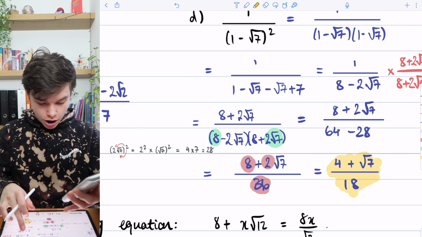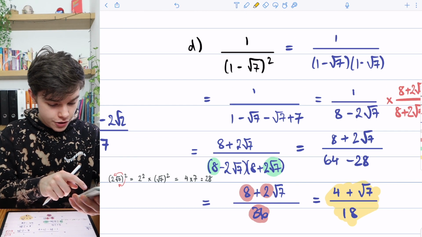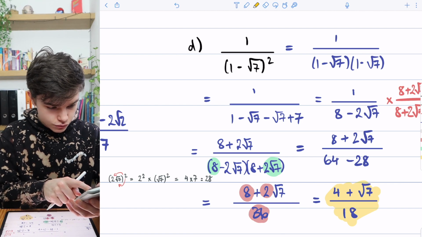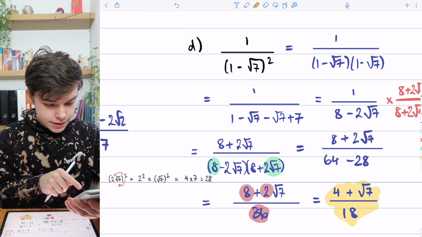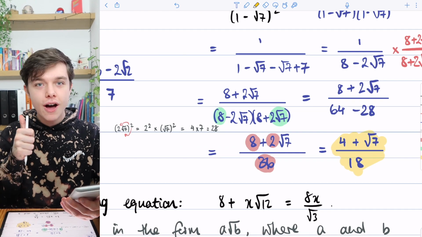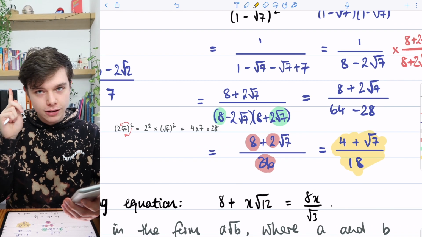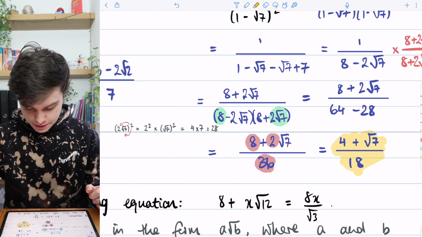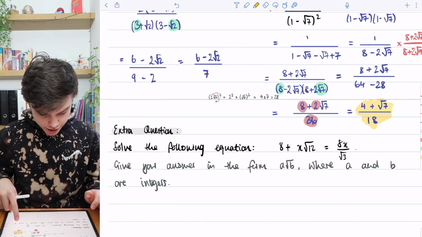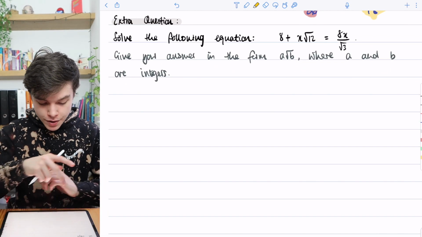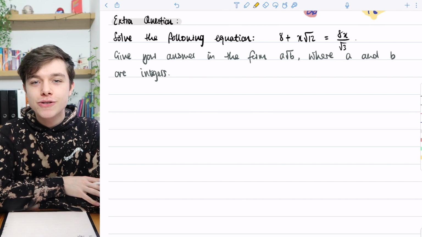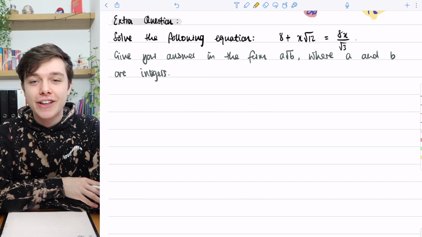Again, we can check that on a calculator. So 1 over 1 minus root 7 all squared does give me 4 plus root 7 over 18. So all the quick mental maths there was perfect. All right, there is an extra question here if you want to have a go. Press pause and have a go, and then you can discuss the answer to that one in the comments.